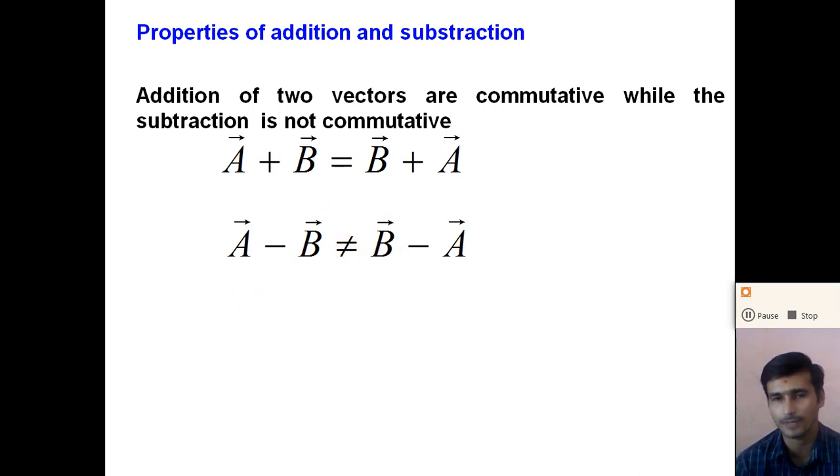So for the subtraction A minus B, we take the first vector A and on the head of vector A draw vector minus B. We cannot take vector B first and on the head of vector B take vector minus A, right? So the subtraction of two vectors is not commutative, or we can say that A minus B is not equal to B minus A. Understand these properties of addition and subtraction: the addition of two vectors is commutative while the subtraction of two vectors is not commutative, right?